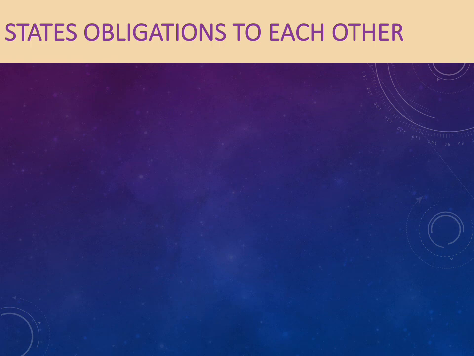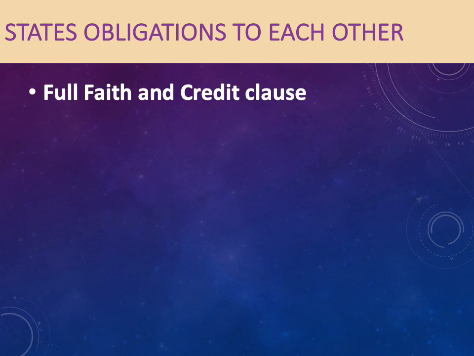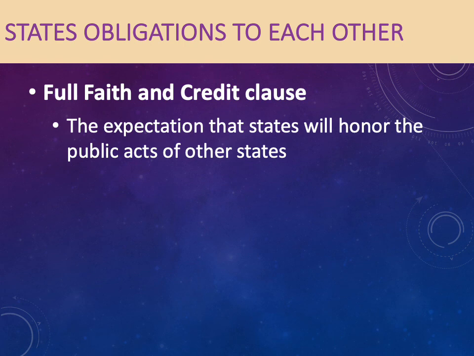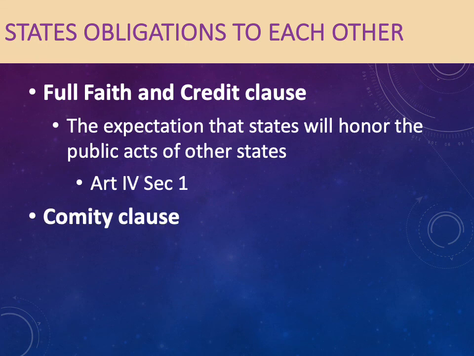All right, I will leave it to you to take a look at Article 4, which lists the states' obligations to each other. In that, you'll find the full faith and credit clause. That is the expectation that states will honor the public acts of other states. That's Article 4, Section 1, that basically states recognize restraining orders between states. They recognize marriage between states. They recognize driver's licenses as you're traveling through states. I'll let you read about that.